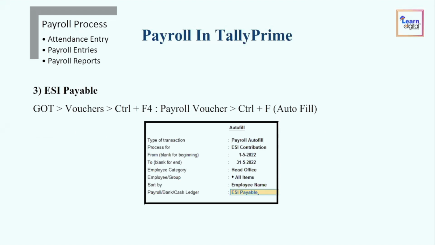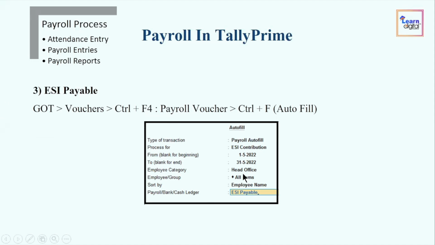The next is ESI payable. Whatever the state insurance amount we need to collect, we will pay to the government. So before paying to the government, we need to make it payable, outstanding. So go to Gateway of Tally, voucher, Control F4, that is payroll voucher, and there we will provide an autofill entry.